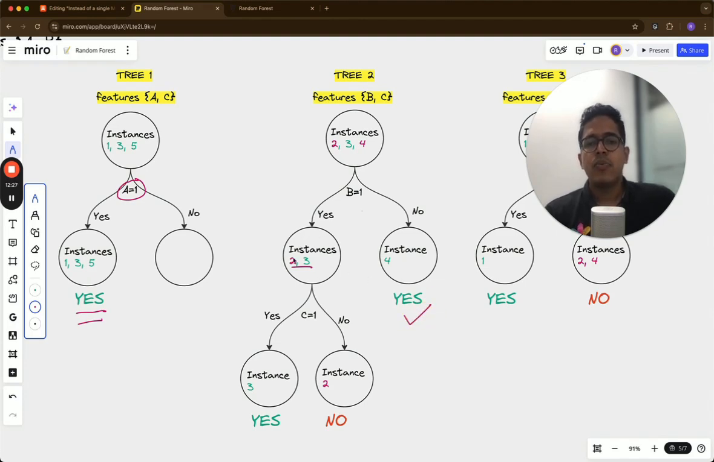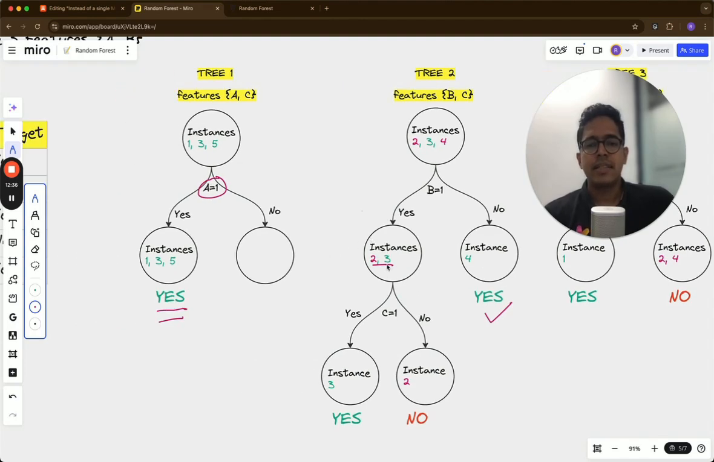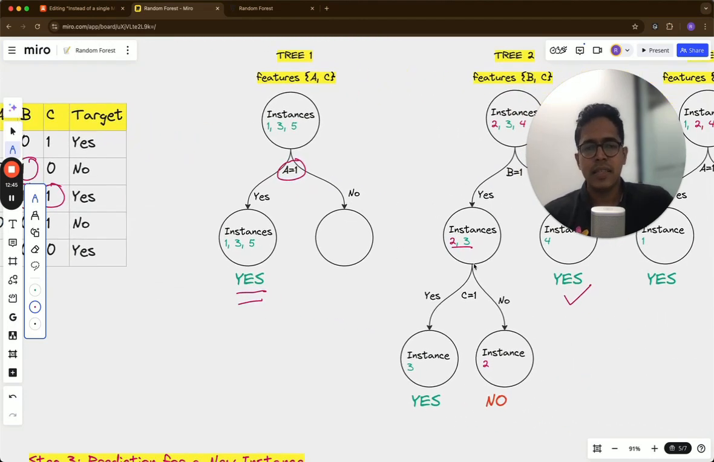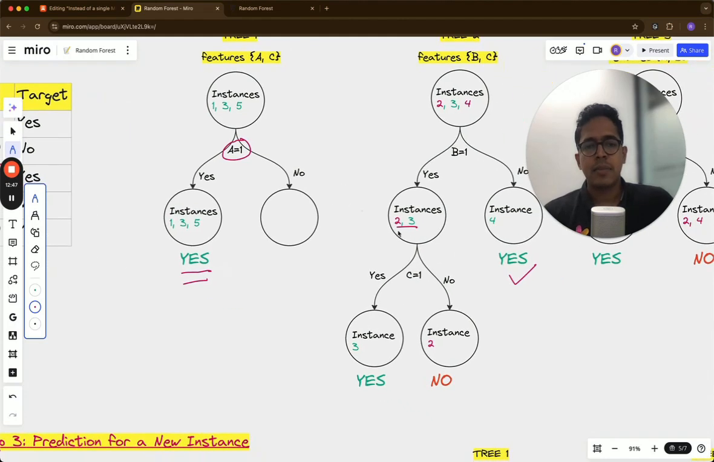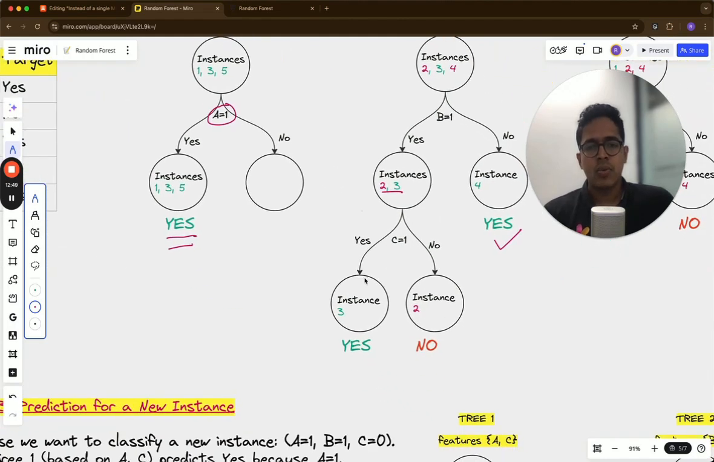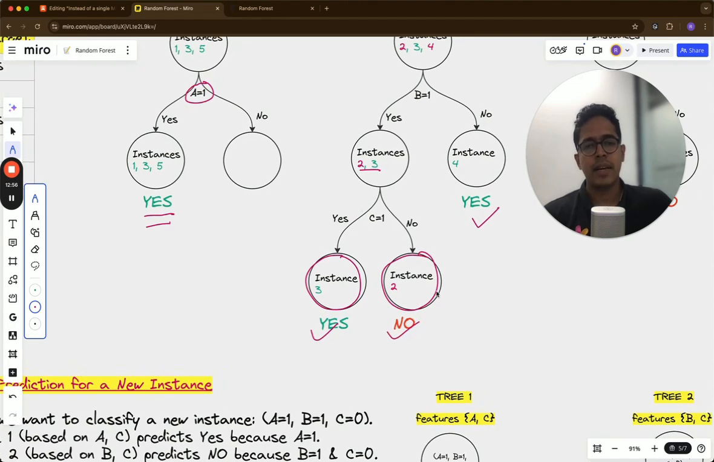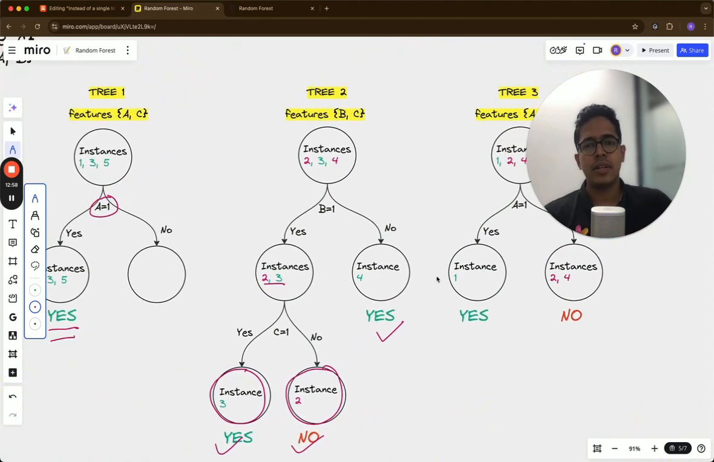But now there is a scope for splitting this further. And for splitting this, we will use the feature C and C equal to 1 as the value. So let's look at instances 2 and 3, which are rows 2 and 3, in which C equal to 1 is satisfied by only this one. So instance number 3 will go to the yes branch, as you see here. And instance number 2 will go to the no branch. So now you get 2 more leaves, which are the children of this node. So this leaf will make a yes prediction and this leaf will make a no prediction. All right. So that is tree 2.